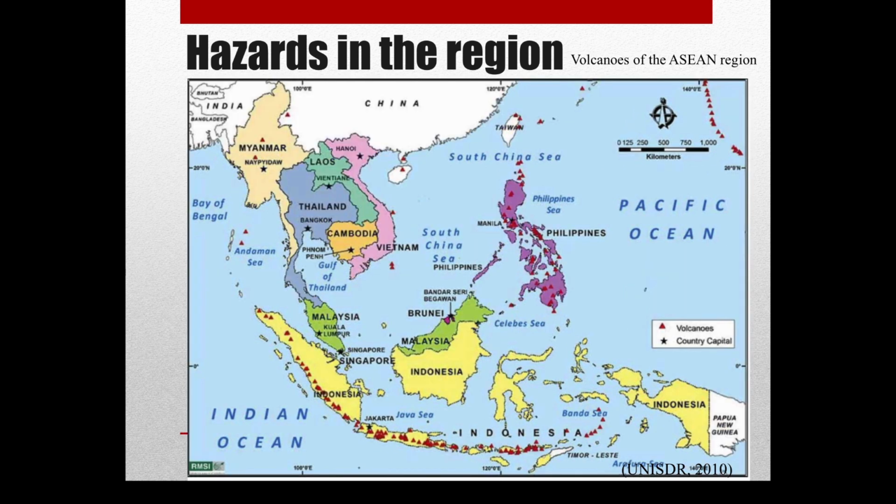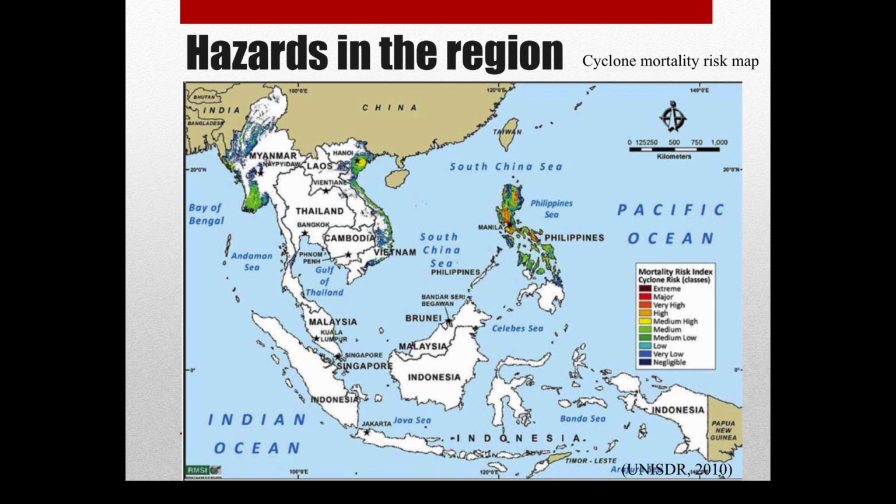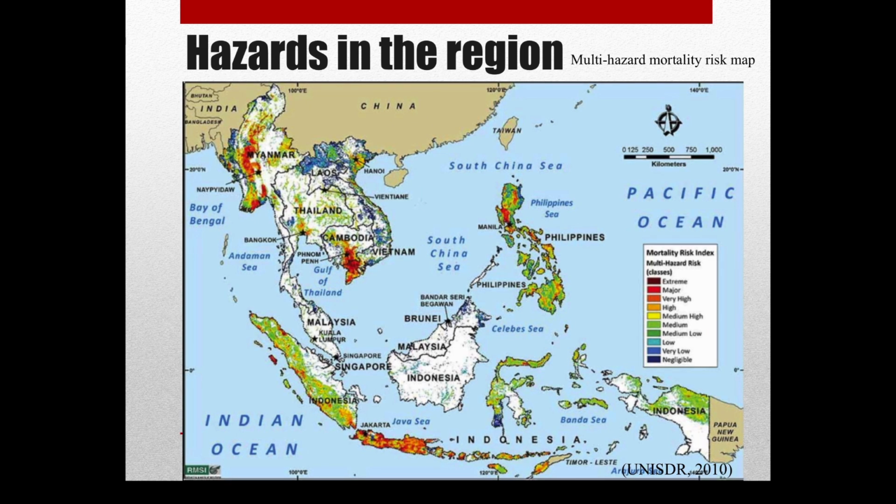And of course, the volcanoes, and you can see that the Philippines and Indonesia share a big number of volcanoes, since it's in the Pacific Ring of Fire. And also the cyclone mortality risk map. And as already explained earlier, the Philippines is actually the one that's getting a lot of these typhoons. And finally, the multi-hazard mortality risk map.